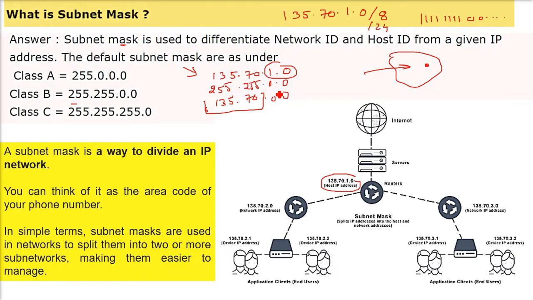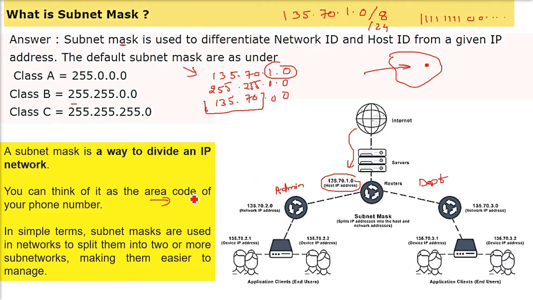Okay, the second very important thing about the subnet mask is dividing the network. A subnet mask is a way to divide an IP network. For example, you have an admin department, a stores department, or any other department. We want to divide the admin and the store departments separately. We want our main network to be divided into two parts. You can divide it into multiple parts, like the area code of your phone number. So subnet masks are used to split a network into two or more subnetworks, making them easier to manage. It is easier to manage admin and store departments rather than having only one IP for them.